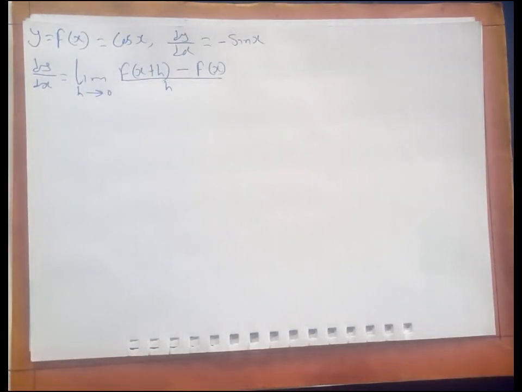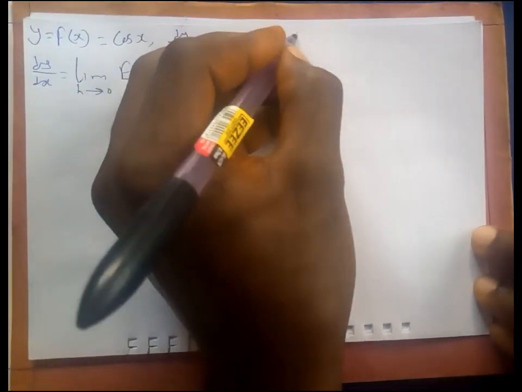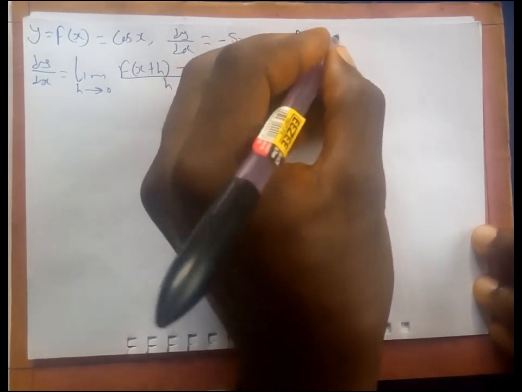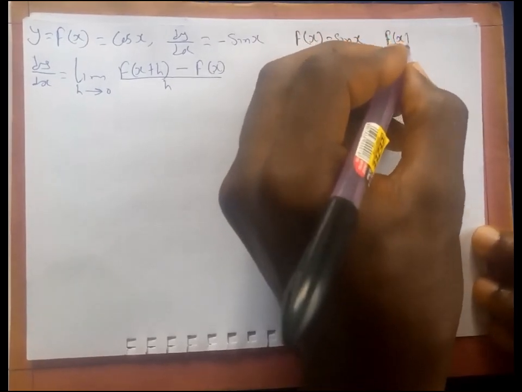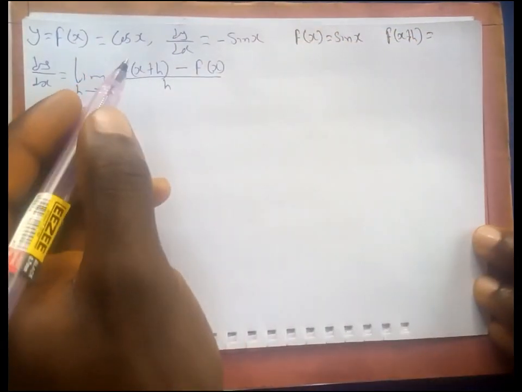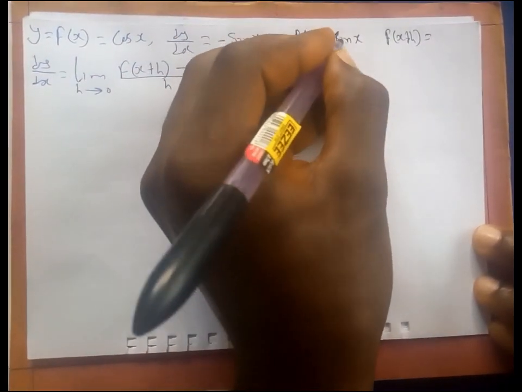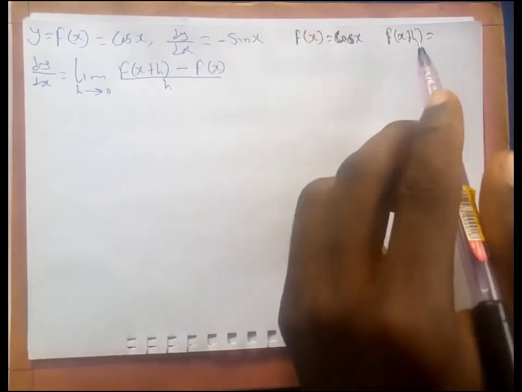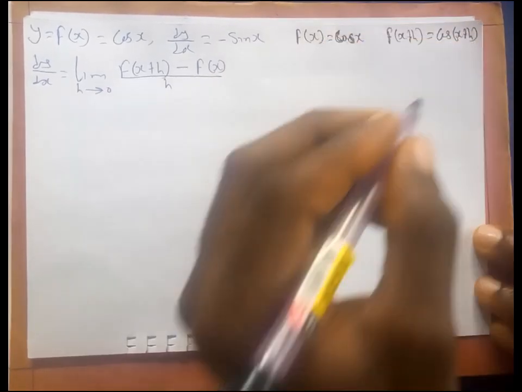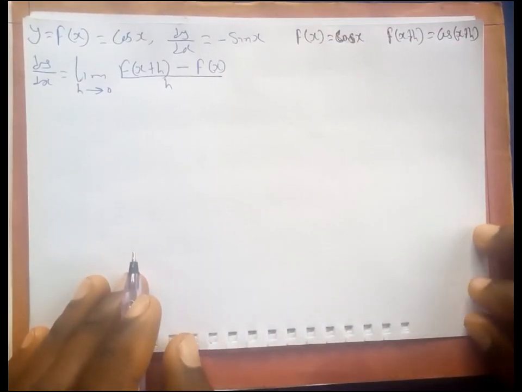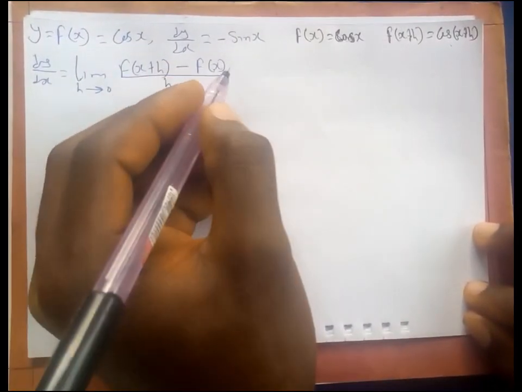What f of x plus h means in essence is that if f of x is equal to sine x, then f of x plus h will be equal to cos x plus h. My bad, I wrote sine x, I meant cos x. So f of x plus h will be cos of x plus h. Perfect.